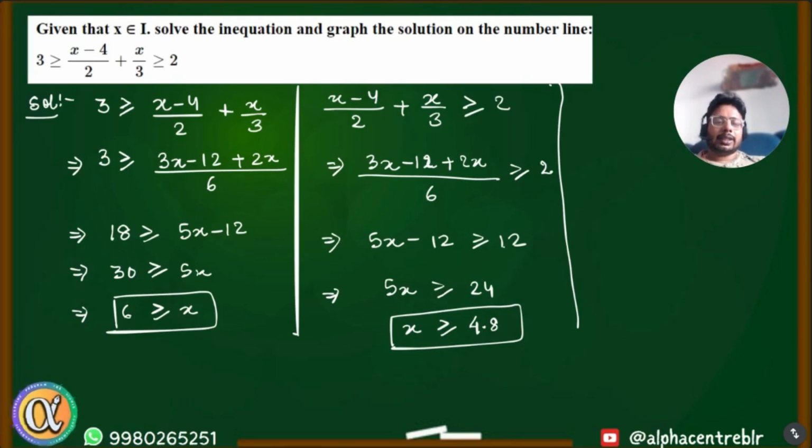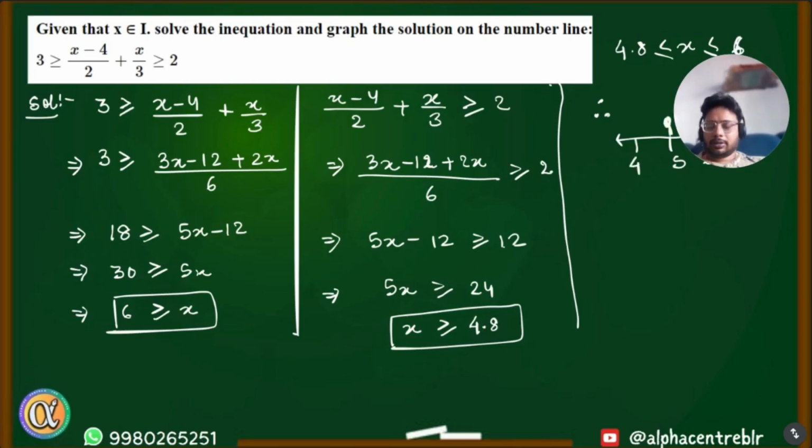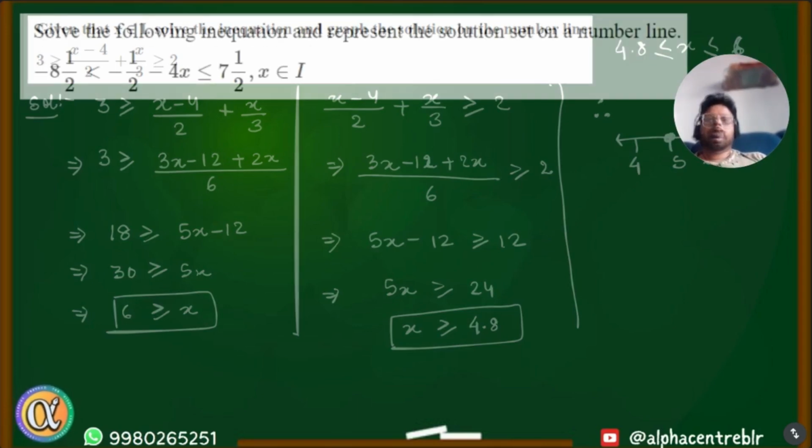So together we can say that x is greater than or equal to 4.8, but less than or equal to 6. Now it's also given in the question that x belongs to integers. So we have only a few integers between them. We can mark between 4.8 and 6, so that is 5 and 6 only. Also write 4 and 7. Again, 5 and 6. Clear? Okay, yes. Let's try this one.